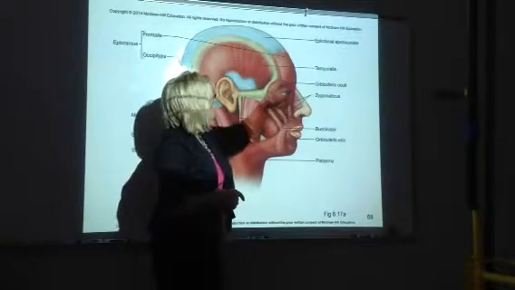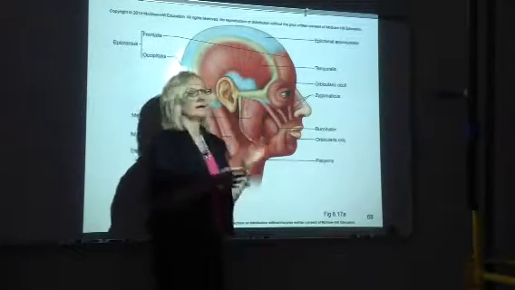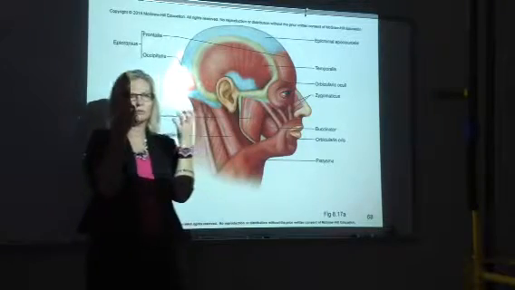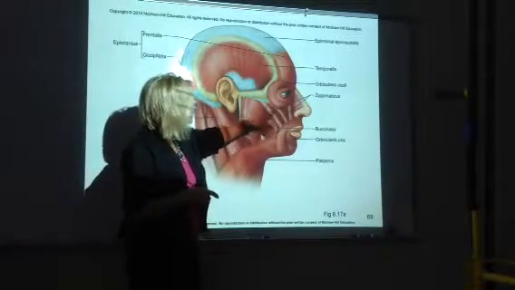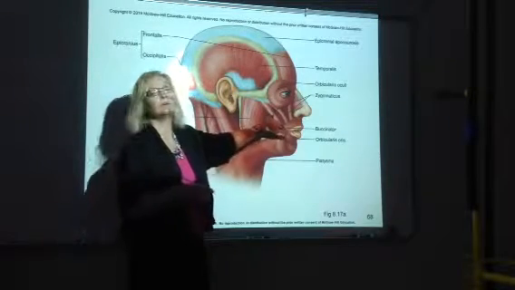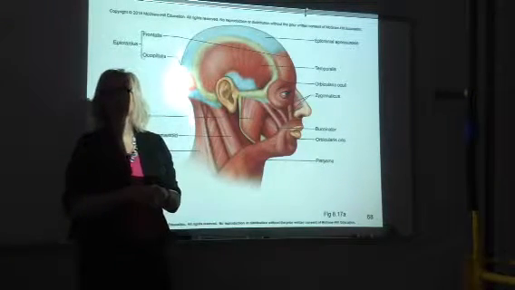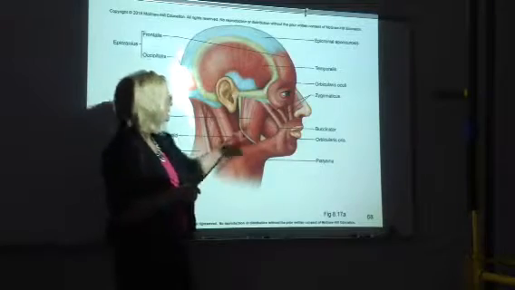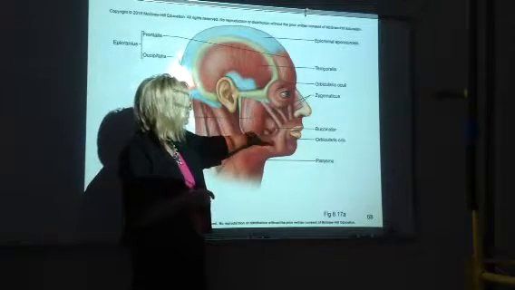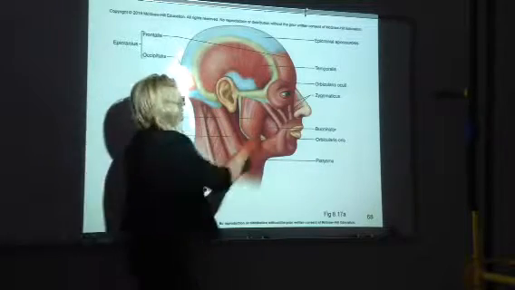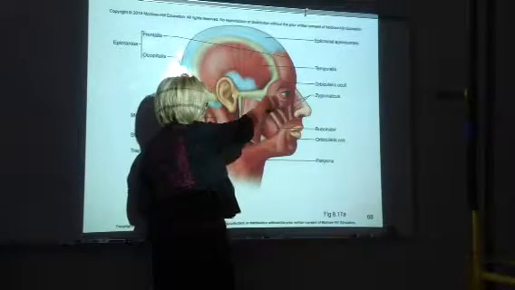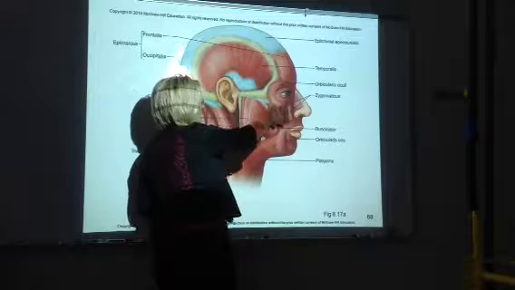Orbicularis oculi is the one that's around your eye. It helps you to close your eye. It's circular. Zygomaticus, right here. So I know somebody asked about the origin and insertion. There is the zygomaticus major, which would be this longer one, and the minor. And they work together. So when they contract and pull up, what do you do?